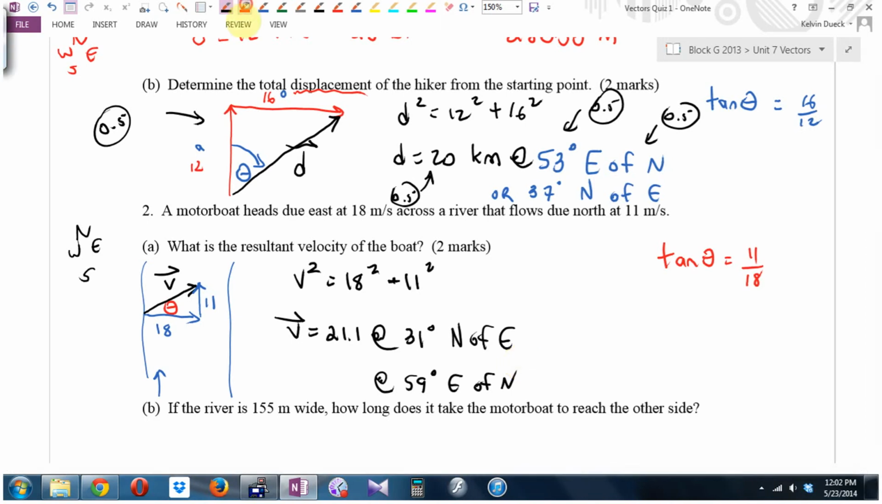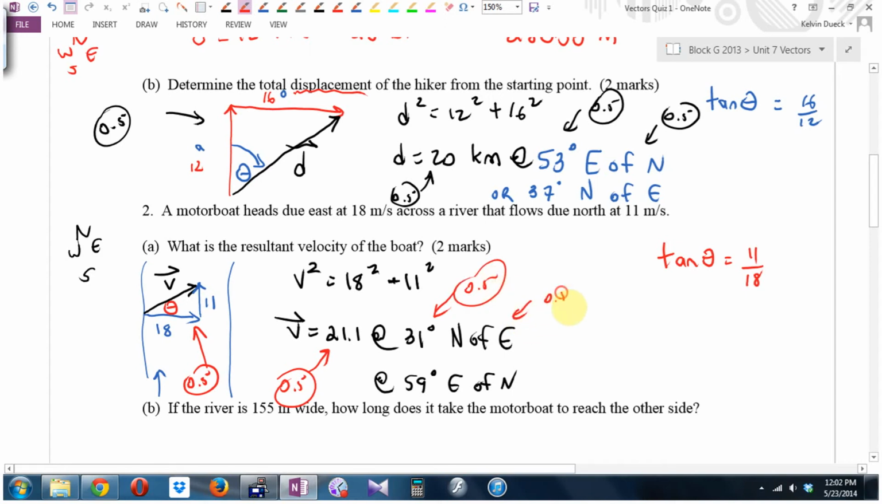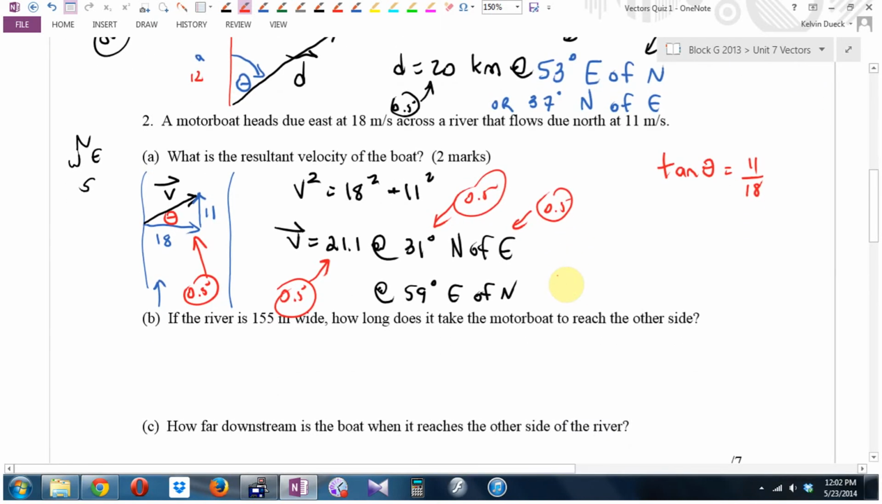Same as before, by the way. Half mark for a good vector diagram, half mark for the magnitude, half mark for the theta, the angle, and a half mark for the what of what. And I hope you're getting that. That what of what is kind of tricky, but hopefully you're figuring out what the difference between north of east and east of north is. When you wrap your brain around it, it's really quite clear, but you got to wrap your brain around it.